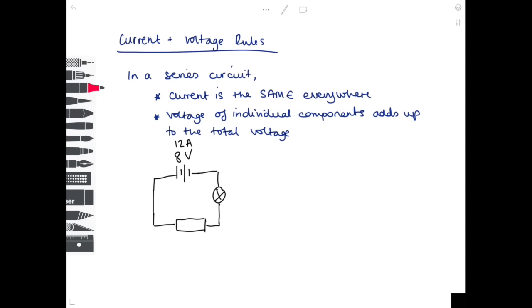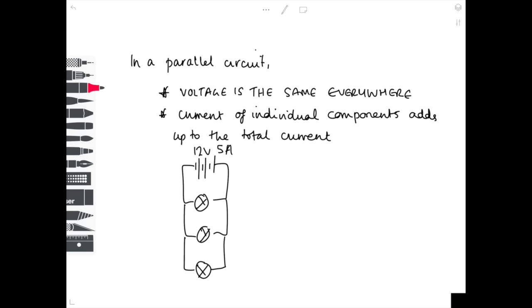However, with the voltage, if you added voltmeters here and here, their readings would not be 8 volts. Let's say that this reading was 5 volts. That means that this reading here must be 3 volts, and that's due to that second point, that the voltage of the individual components adds up to the total voltage. The opposite is true in a parallel circuit.